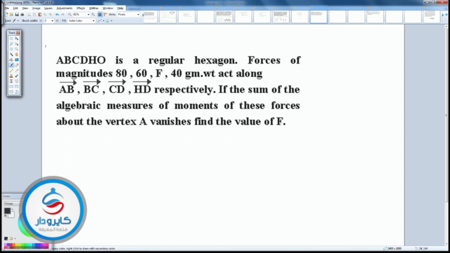Question number 7. ABCDHO is a regular hexagon. Forces of magnitudes 80, 60, F, 40 gram weight act along the ray AB, the ray BC, the ray CD, and the ray HD respectively. If the sum of the algebraic measure of moments of these forces about the vertex A vanishes, find the value of F. Solution.